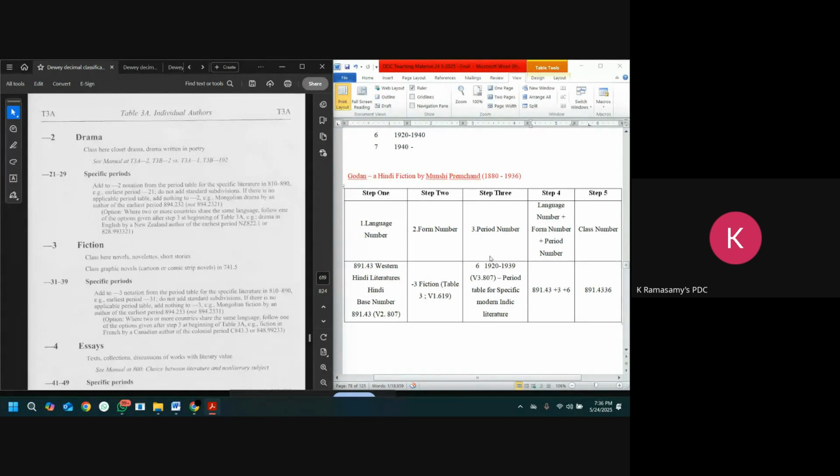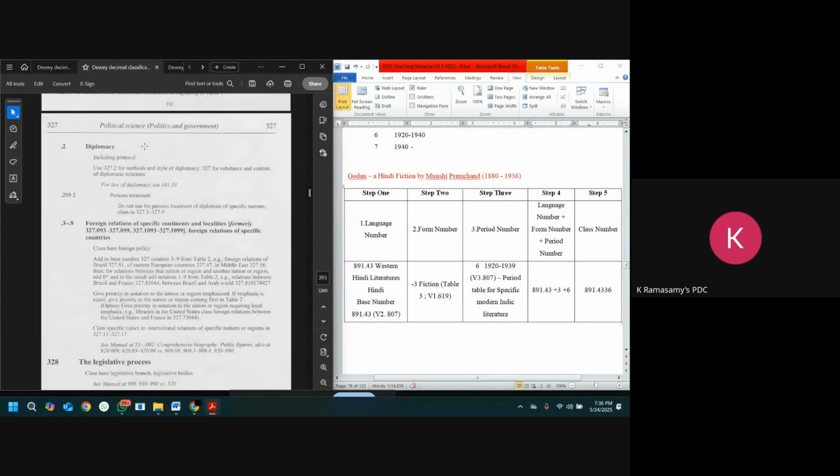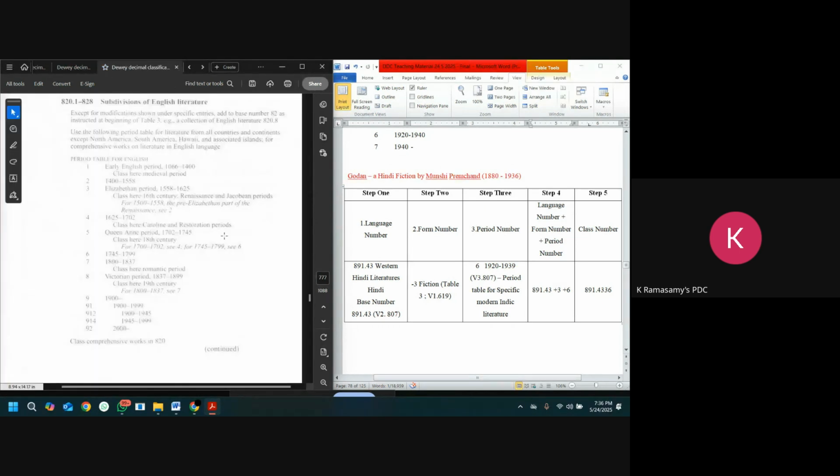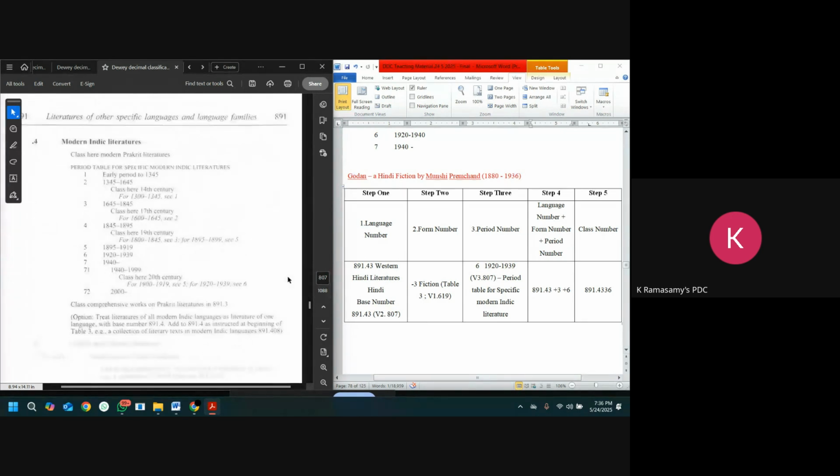Then I need the period number. Where is the period number available? The period number is available in volume 3, 800 literature. So I'll go to 800 literature. I should look for the period table meant for Tamil, Hindi, Malayalam, these kinds of languages. So let me go to a separate table called modern Indic literature. Here, this is the period table meant for modern Indic literature. For all the Indian languages, you should take the period number from this particular page. Okay. So what is the period here? 1936. Where is 1936? 1936 is included here. So what is the answer? 6. I take 6 from here.